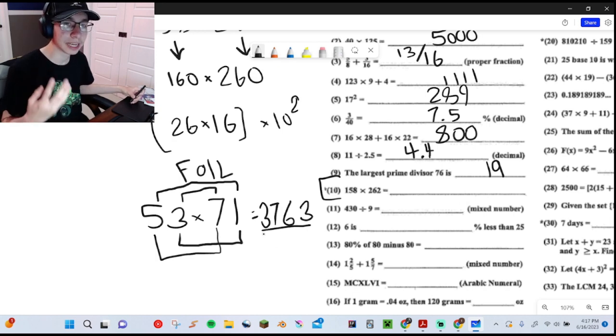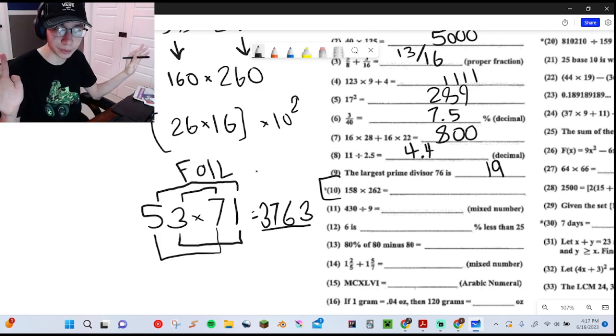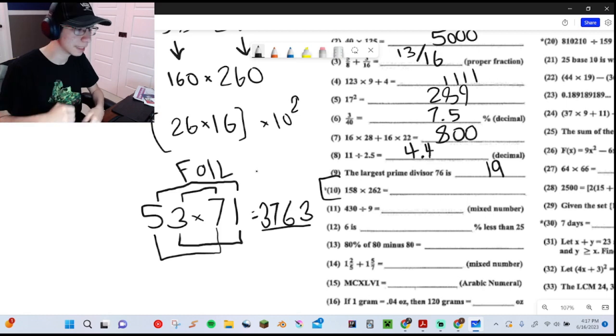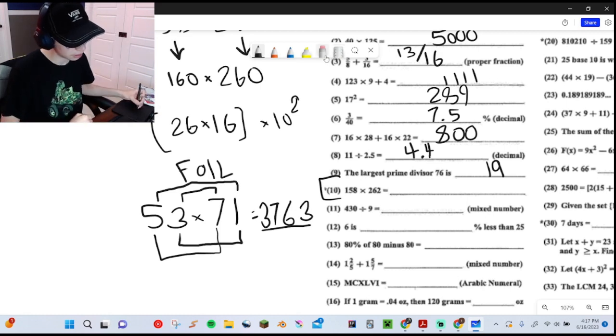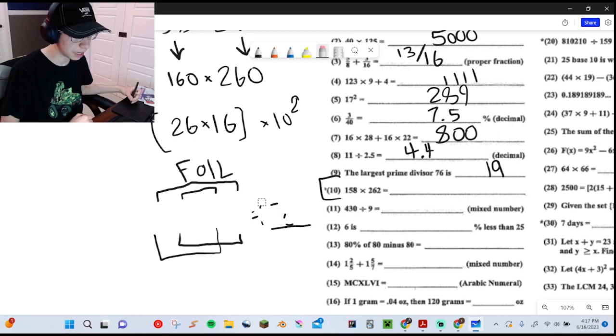And so that's how we FOIL. This is how we can multiply any 2-digit number. Let's try it again. Let's come up with a good number. How about 37 times 87.